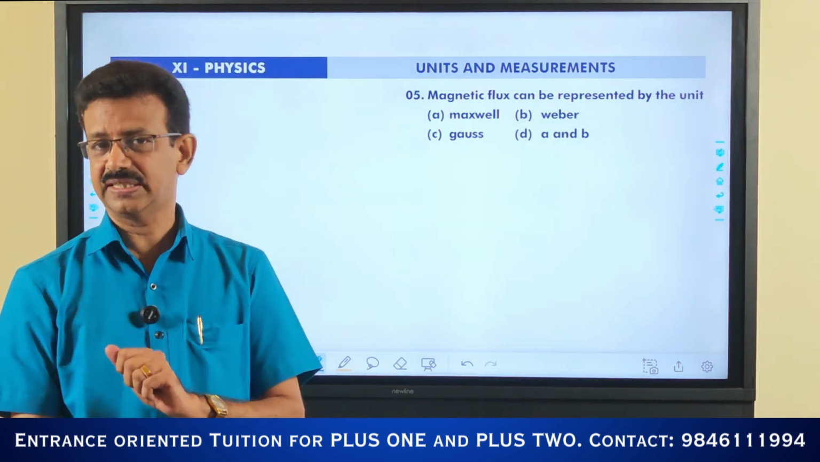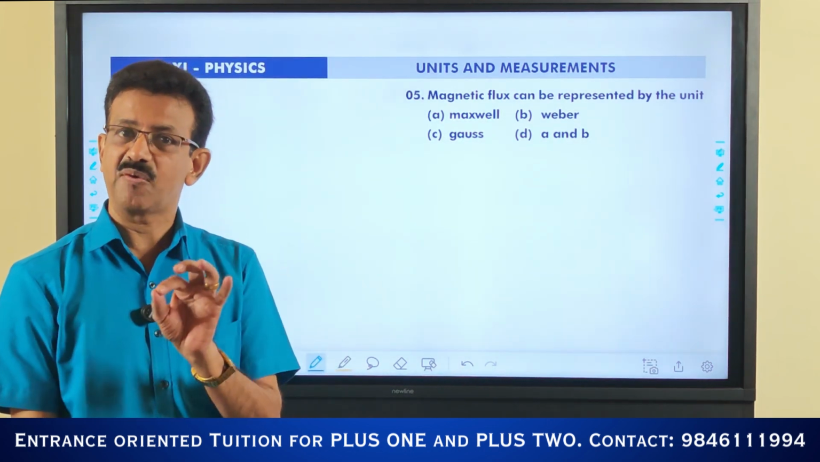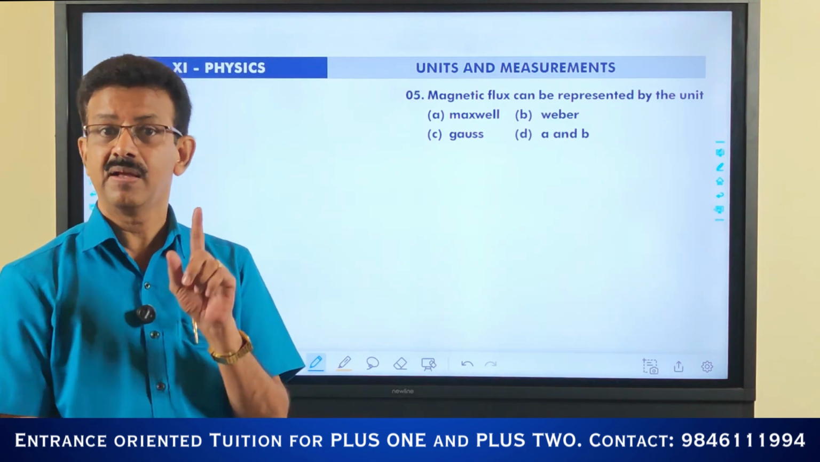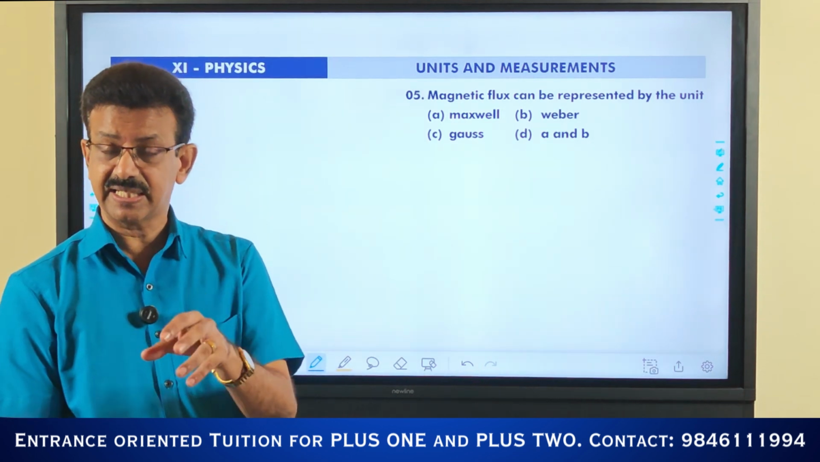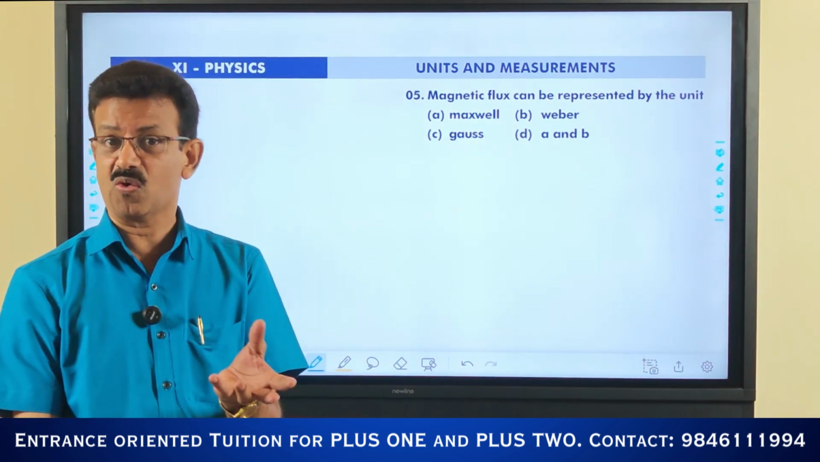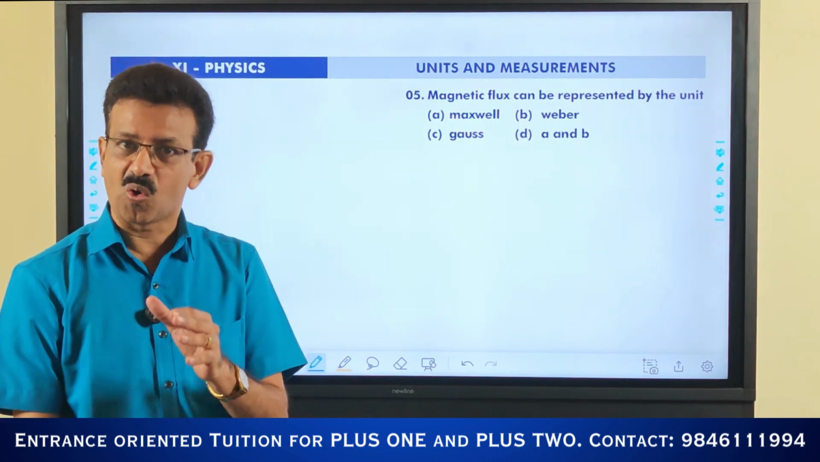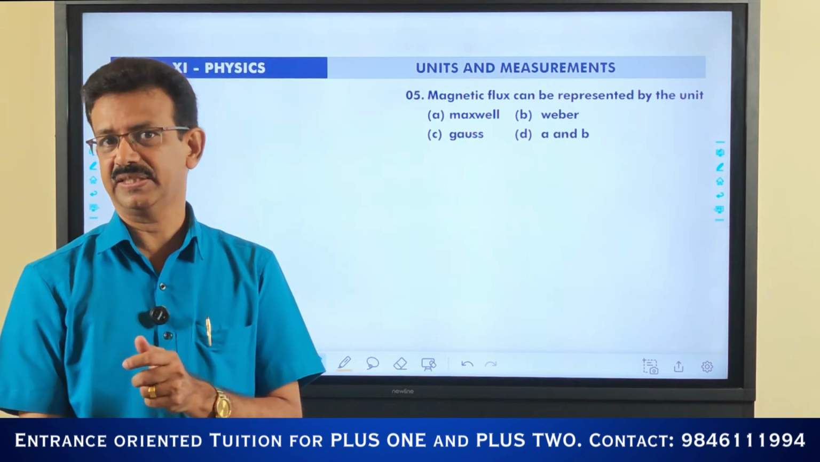Another one more unit is there. The other unit is Maxwell. Maxwell and Weber are the units of magnetic flux. Weber is the SI unit. But the magnetic field intensity or strength of a magnetic field or magnetic flux density can be expressed in Gauss and Tesla or Weber per meter square.